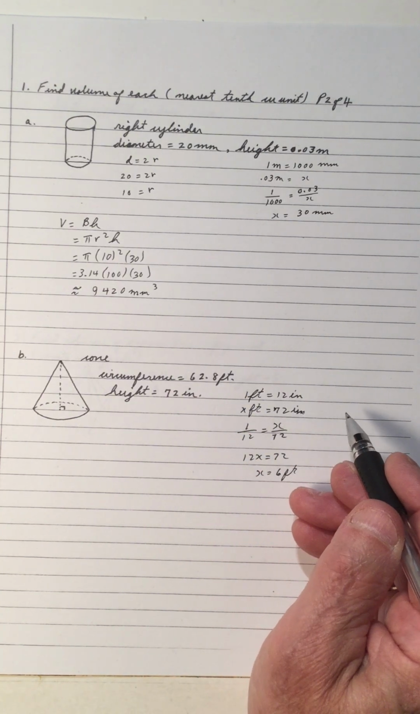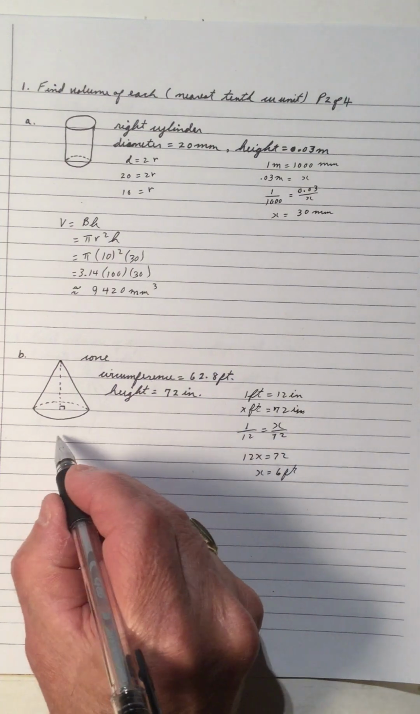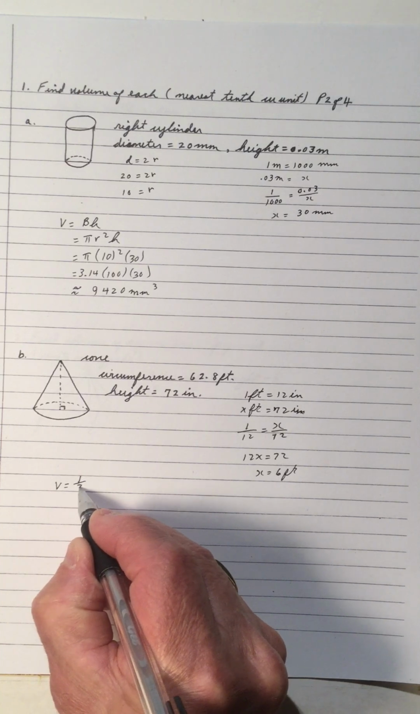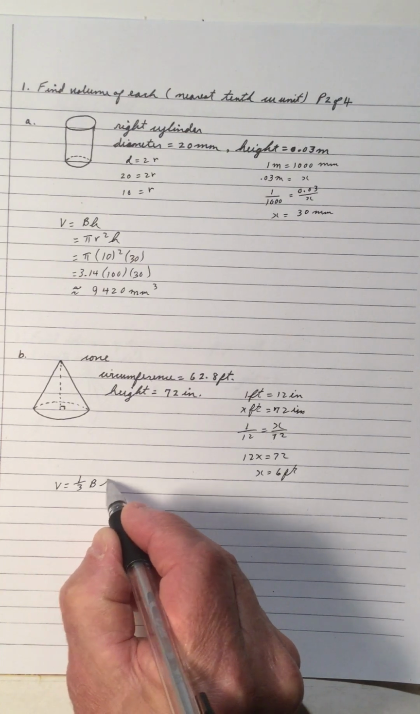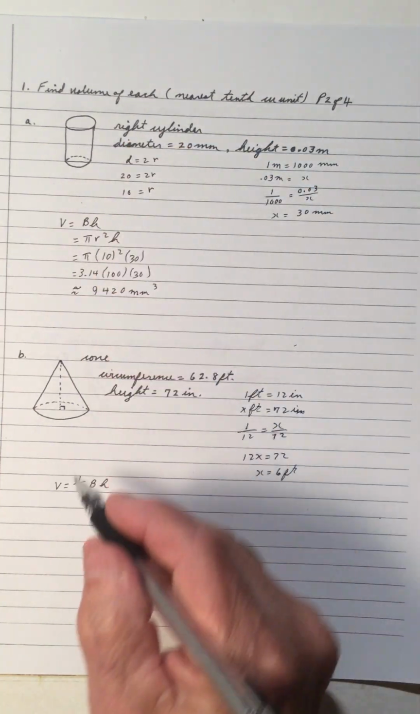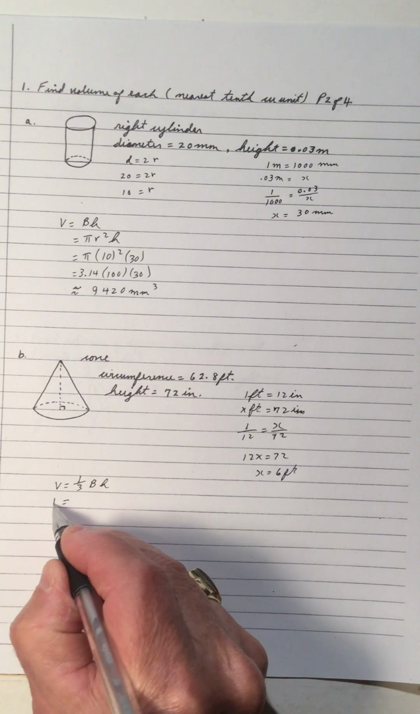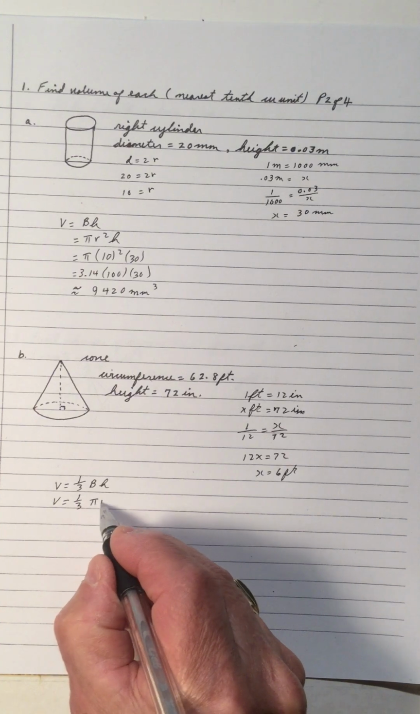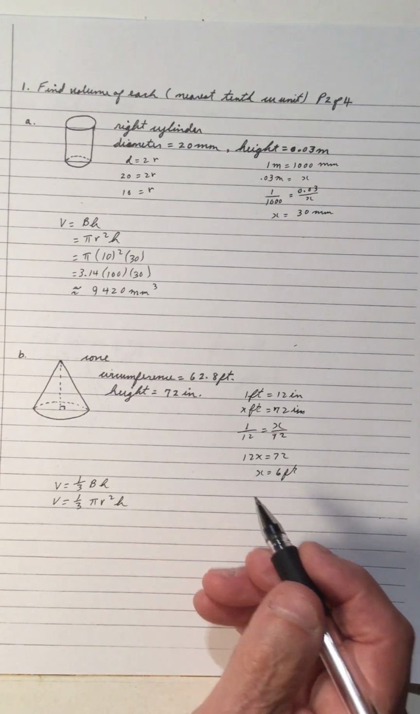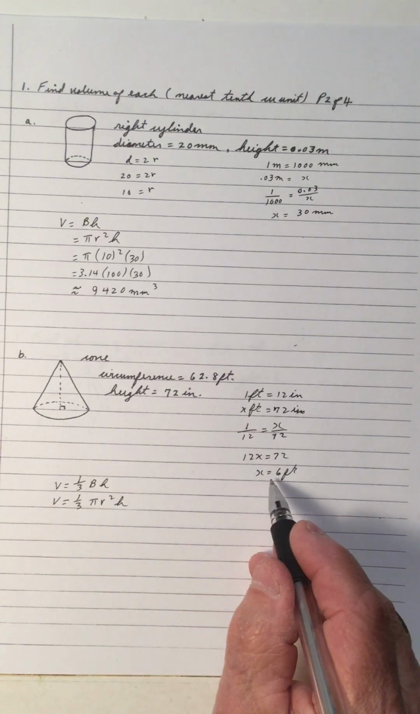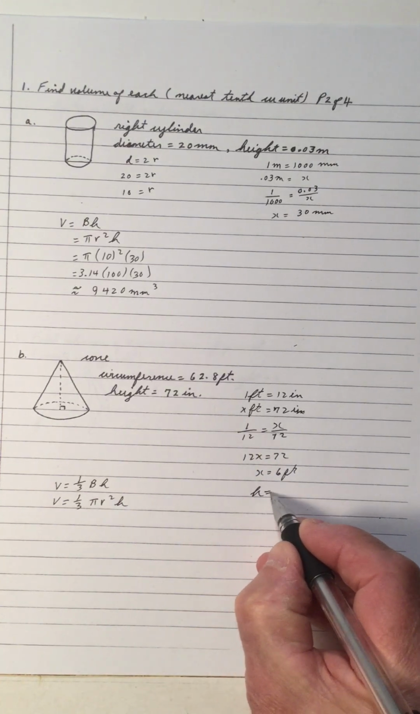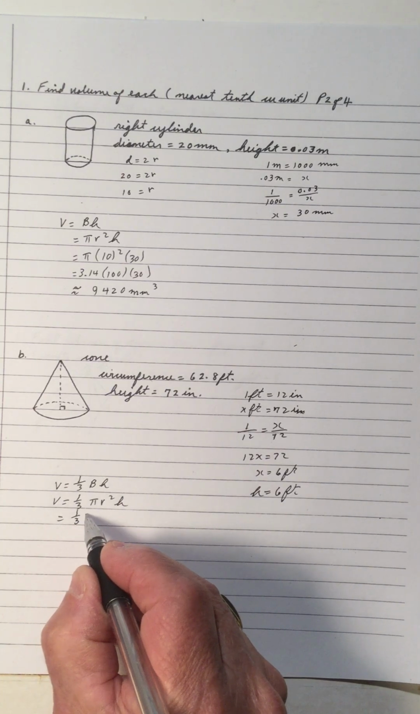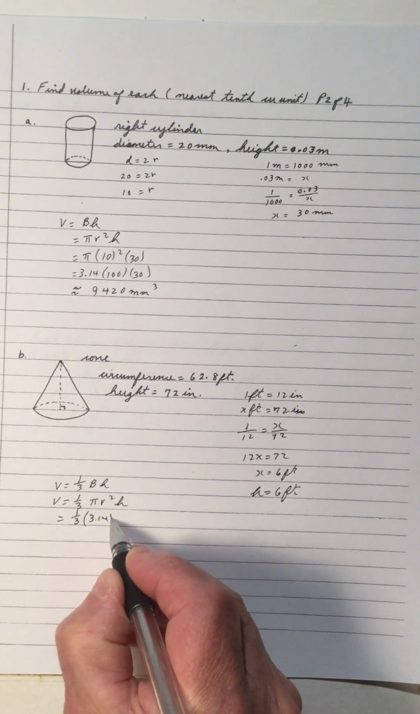So we have the circumference. To get the volume of a cone, the volume of a cone is 1/3 the volume of a cylinder. So the volume is 1/3, and the base of the cone is a circle, so it's pi r squared times h. The height, I'll write it here, is 6 feet. And we have pi to be 3.14.